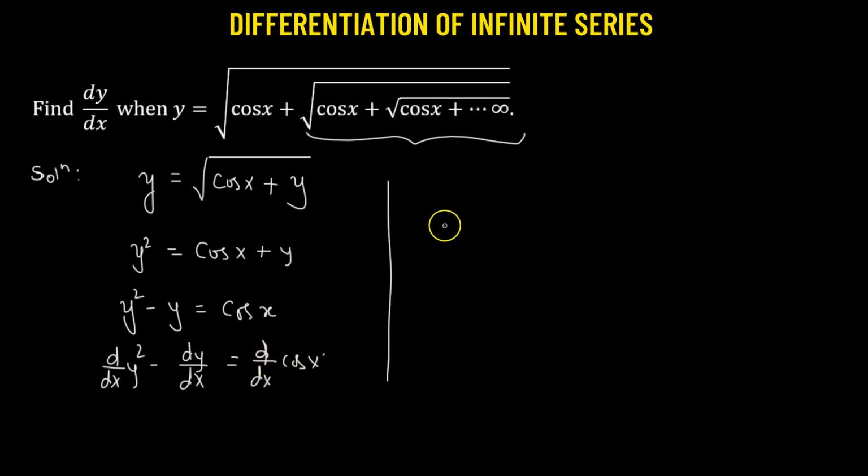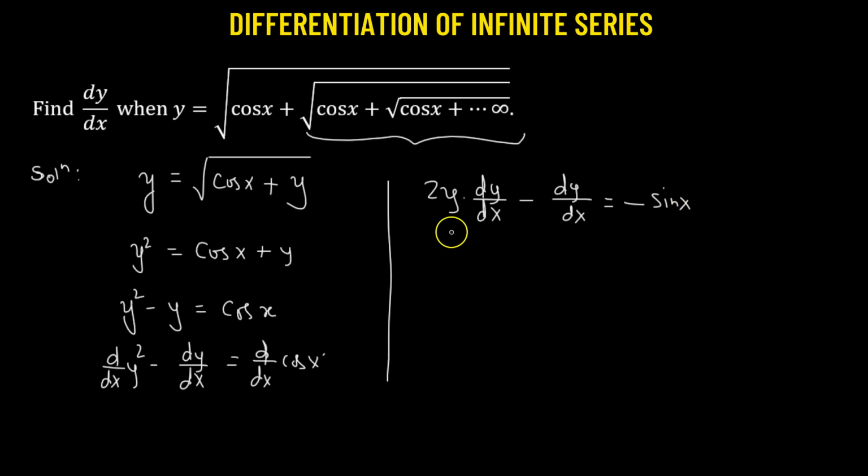Now for the derivative of y squared, we can use the power rule to get 2y, but since we have y here, we'll need to use the chain rule. We'll multiply by the derivative of y with respect to x, minus the derivative of y with respect to x, equals the derivative of the cosine function, which is negative sine x.